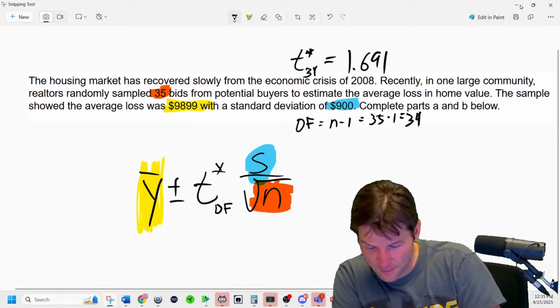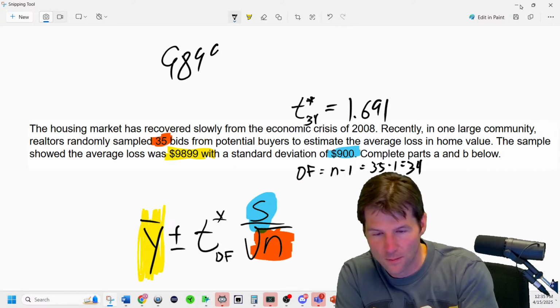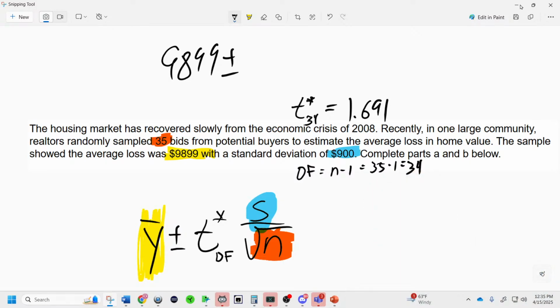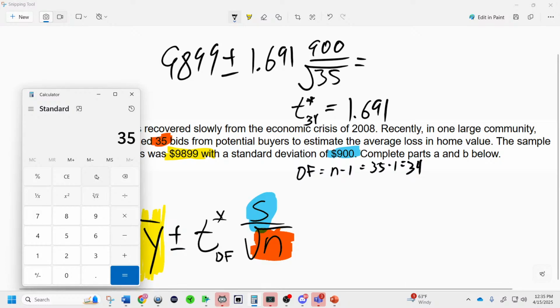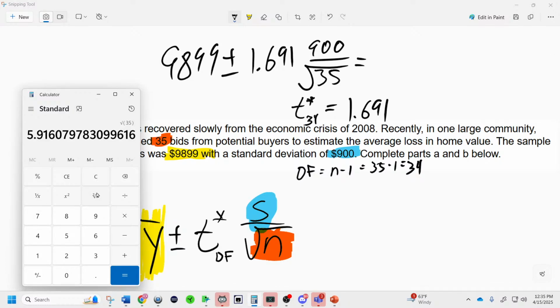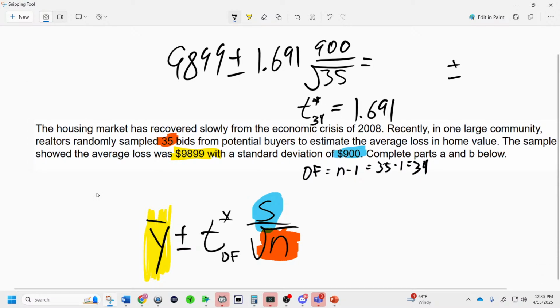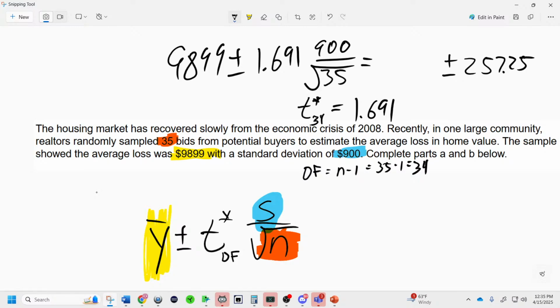And now you just plug it in. Equations up top of the screen. 900 over the square root of 35. I usually solve out for the margin of error first. So 35, square root, and then 900 divided by this, times 1.691, gives 257.25. And then 9899. And then we simply add and subtract.